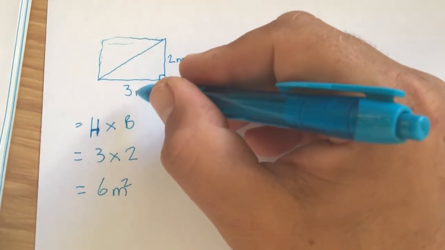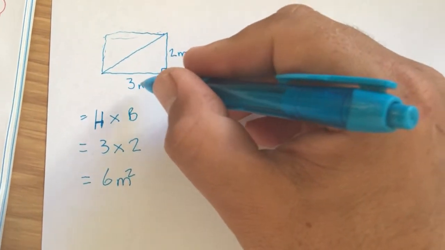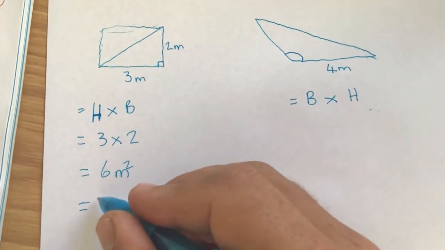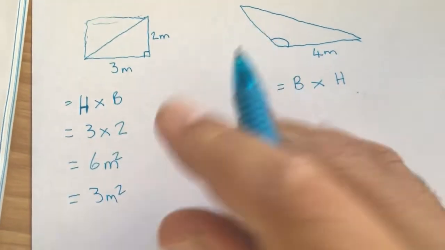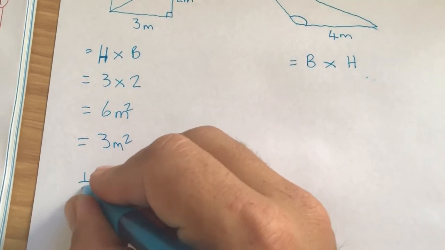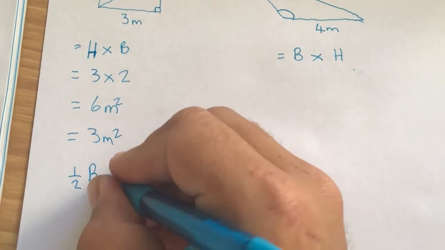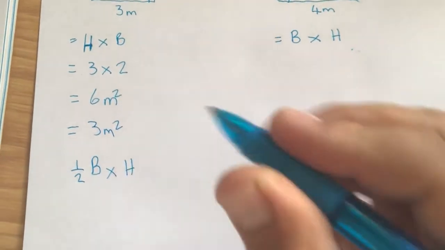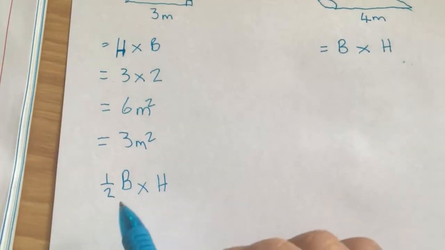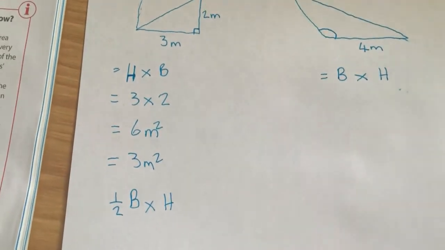So over here we would just say the base times the height, so 3 times by 2 would be 6, but then we know it must be half of that, so it's 3 meters squared. The actual formula we should be following is actually half base times height. Okay, so it's half the base times the height. Then we know that we're dividing it by 2 and we should get our answer.